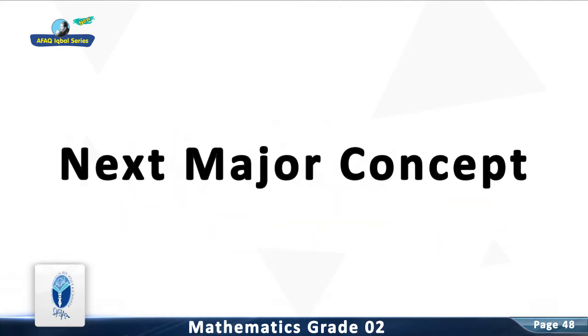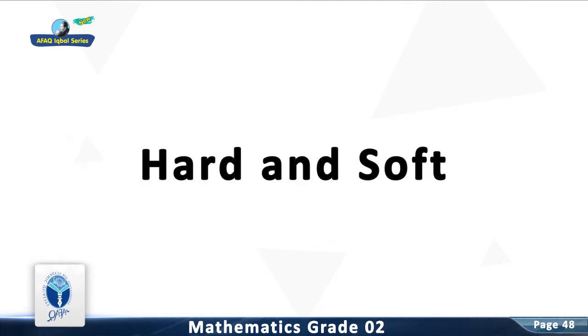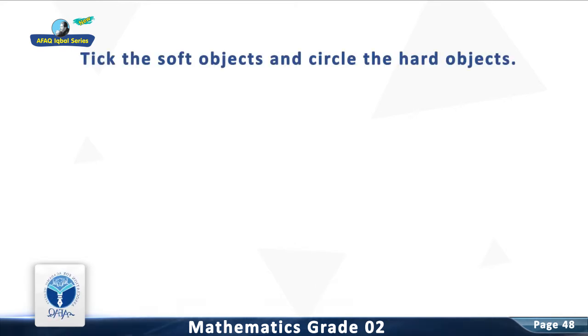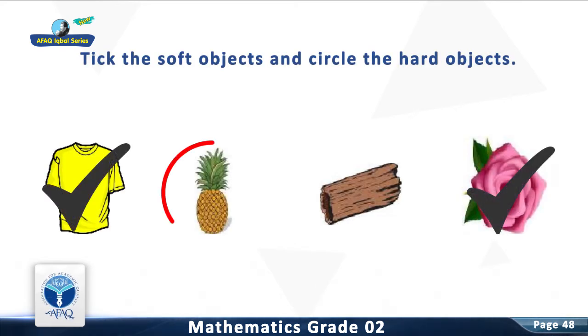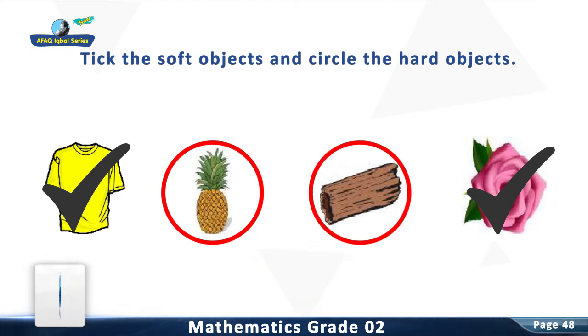Good. Now we move to the next major concept, hard and soft. Resource pack concept, tick the soft objects and circle the hard objects. Good. T-shirt and rose are soft objects, mark tick on them, and wood and pineapple are hard objects, circle them.